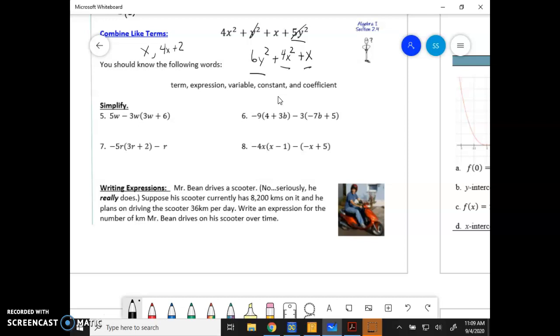A constant is a number by itself, so in this example 2 would be the constant, and the coefficient is the number in front of a variable. So in this example over here, 4 would be the coefficient.